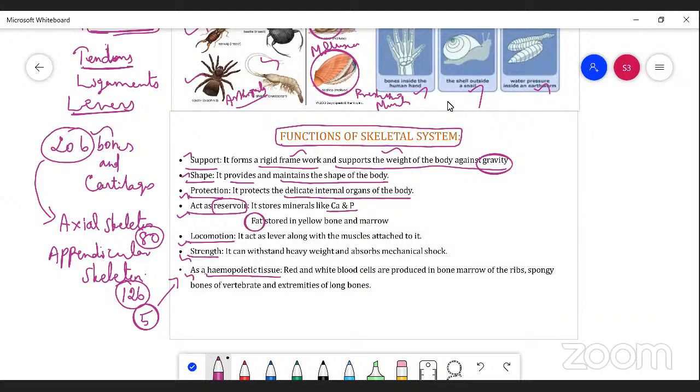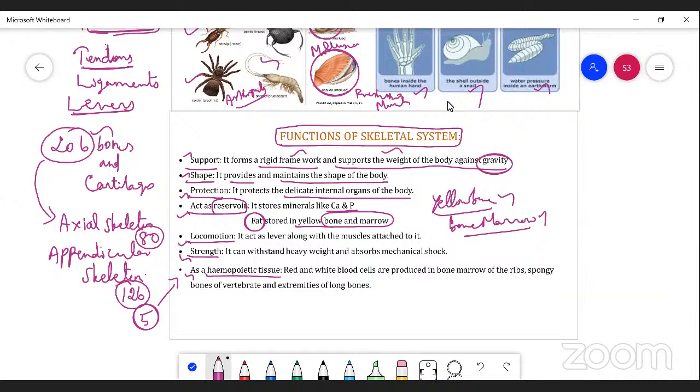At the same time, fat is stored in the bone. That is called the yellow bone marrow. The fats are mostly stored in the muscle, but some fats are stored in the bones. So one is the yellow bone marrow, where fats are stored in our body, in the muscles as well as in the bone. Yellow bone marrow stores the fat. That is called the reservoir. Reservoir means storing things.